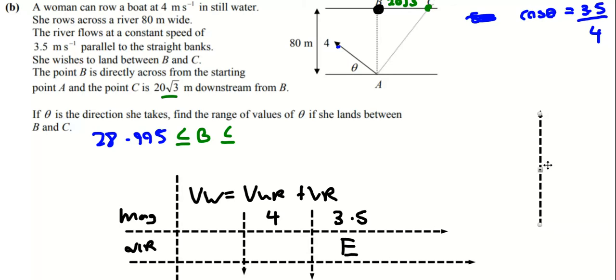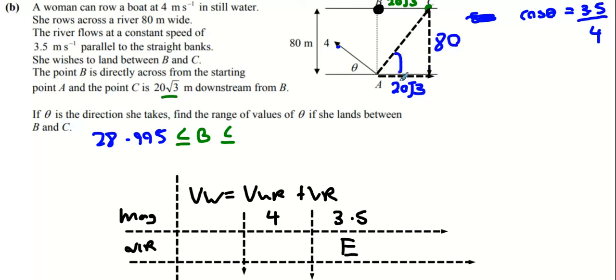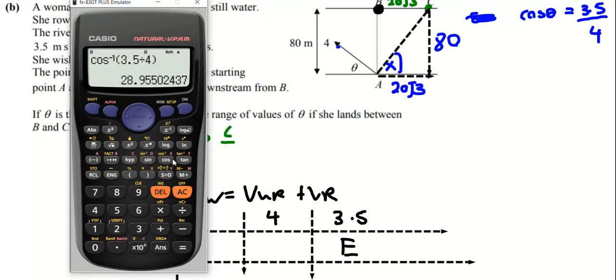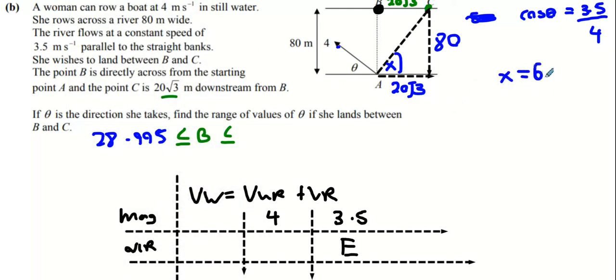The first thing I can find out is this angle here, how far we're going to get dragged downstream. Well, this is an angle with 20 root 3 as my adjacent and 80 as my opposite. So I should be able to calculate an angle x here. So tan inverse of opposite over adjacent, which is 80 divided by 20 root 3. We get 66.59 degrees. So x equals 66.59 degrees.